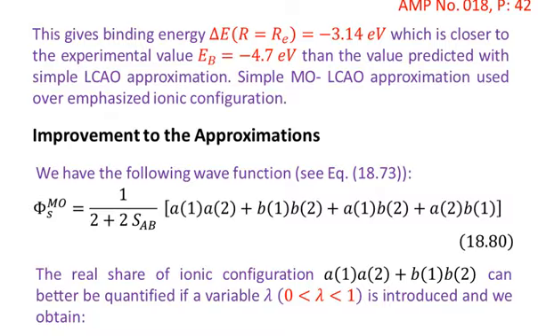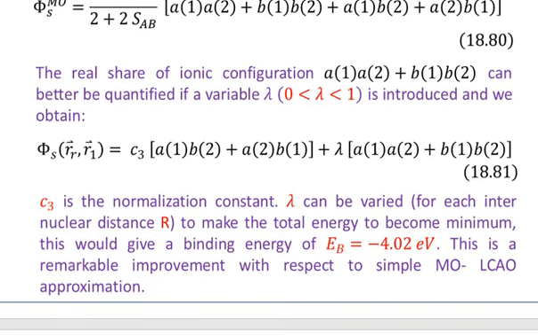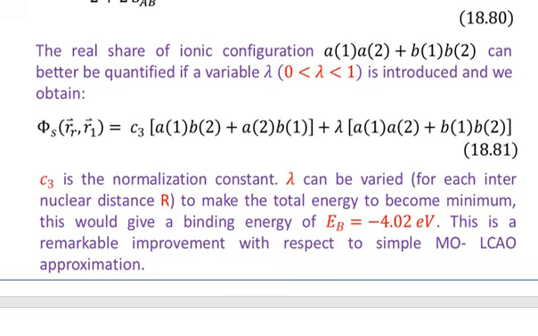So now you see that under the improved condition, the molecular orbital method under the LCAO approximation produces a result of minus 4.02 electron volt, which is much closer than its previous unimproved version. So this improved version gives better results, better binding, better potential energy curves, and also better binding energy curves. So far, I have not talked about the potential energy curves, which I shall be talking about soon.